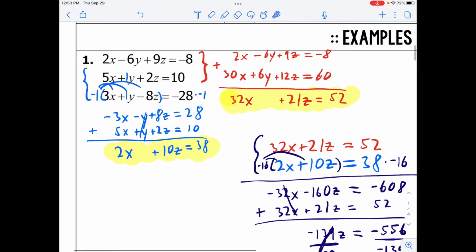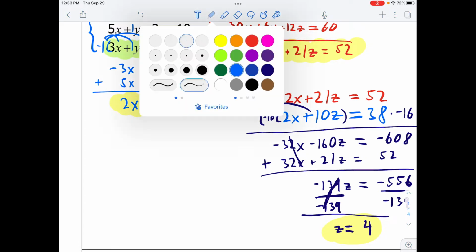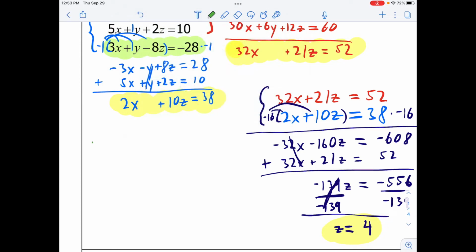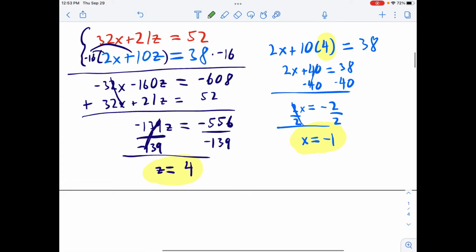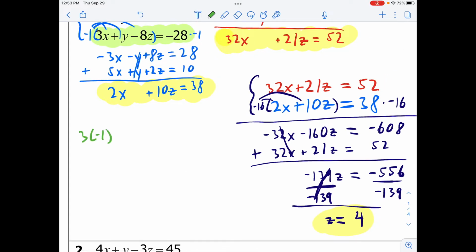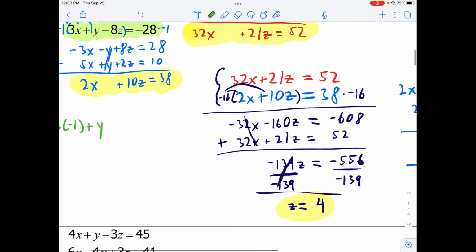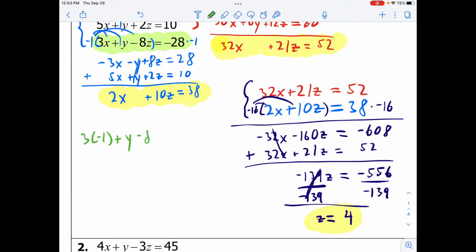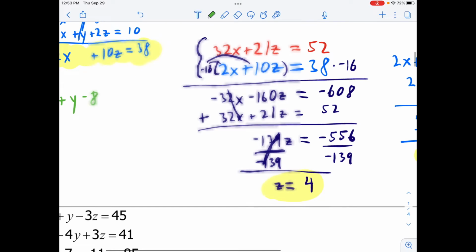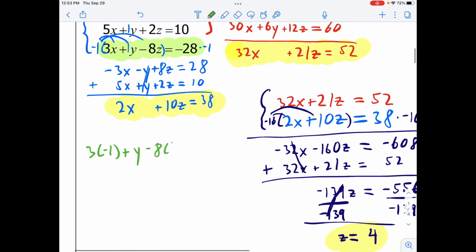So let's do it with this bottom one real quick, okay? I'll highlight this in green, okay? So I'm going to do 3 times my x. What's my x? It's negative 1. So 3 times negative 1 plus my y. I don't know y yet. Plus my y. Then minus 8 times my z. What's my z? It's 4. Yeah, minus 8 times 4. That all equals negative 28.